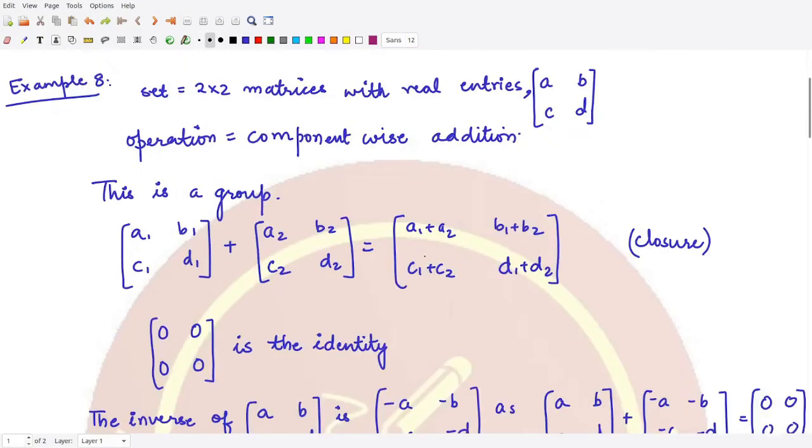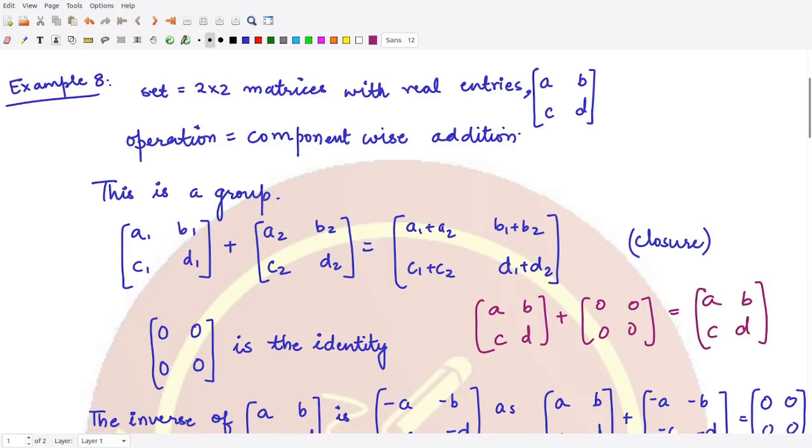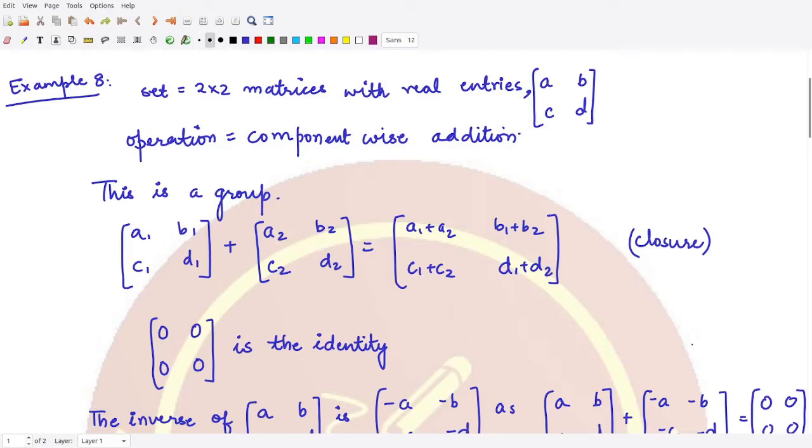The next thing that we can see here is 0 0 0 0. Those zeros are real numbers, and it is a 2 cross 2 matrix, so this forms the identity of this given group. Why? Because if you add any A, B, C, D element to this identity element, which is 0 0 0 and 0, what you will get? You will get A, B, C and D as the answer, right? So this 0 0 0 and 0 forms the identity of the given group.